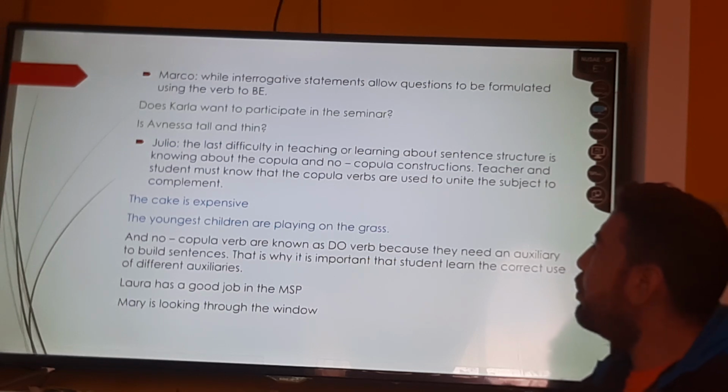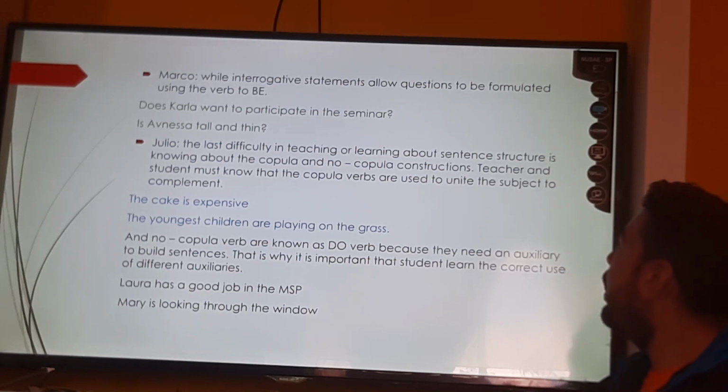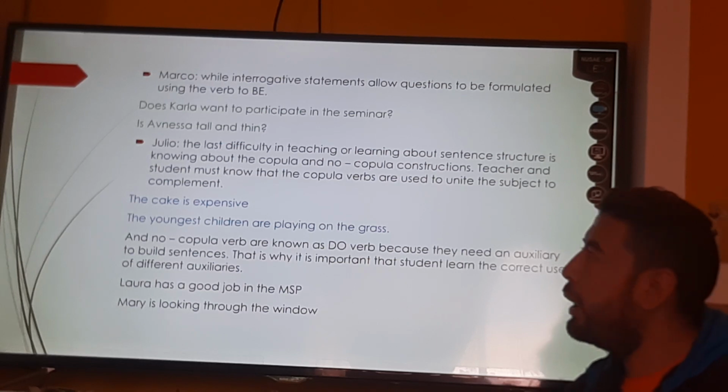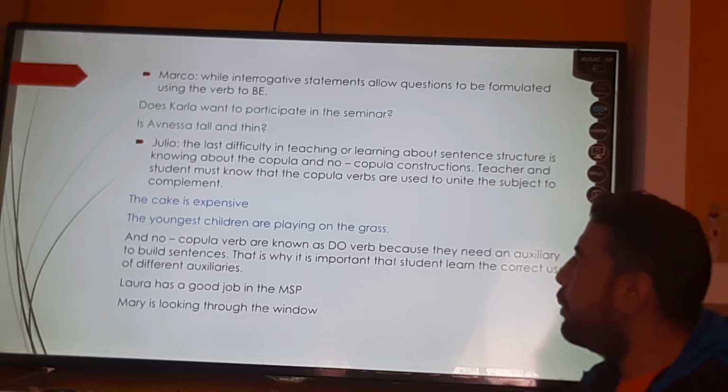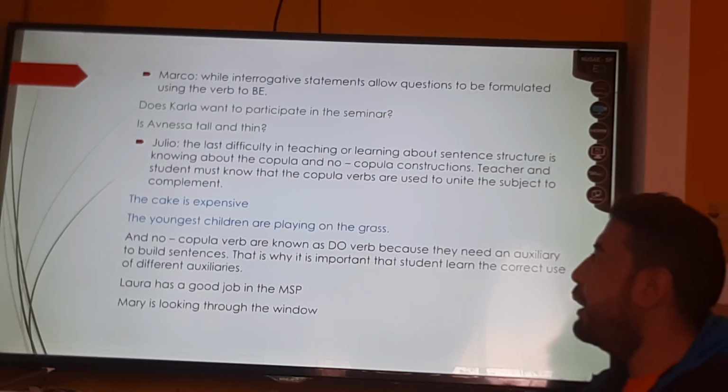Julio: The last difficulty in the teaching or learning of sentence structure is knowing about the copula and non-copula constructions. For example, the cake is expensive. The youngest children are playing on the grass.